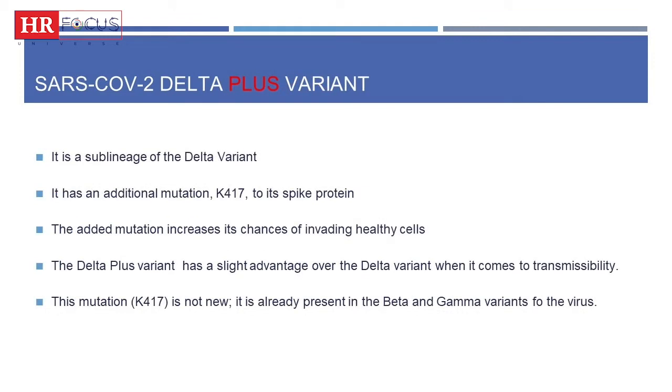Now we have another sub-variant of this Delta COVID variant, which is called the Delta Plus variant. The problem we have with this virus is that it has an extra mutation on K17, which is also a portion of the spike protein that causes inflammation in healthy cells. It has a slight advantage over the Delta variant because it spreads even faster than this stubborn Delta variant, which spreads fast in itself.